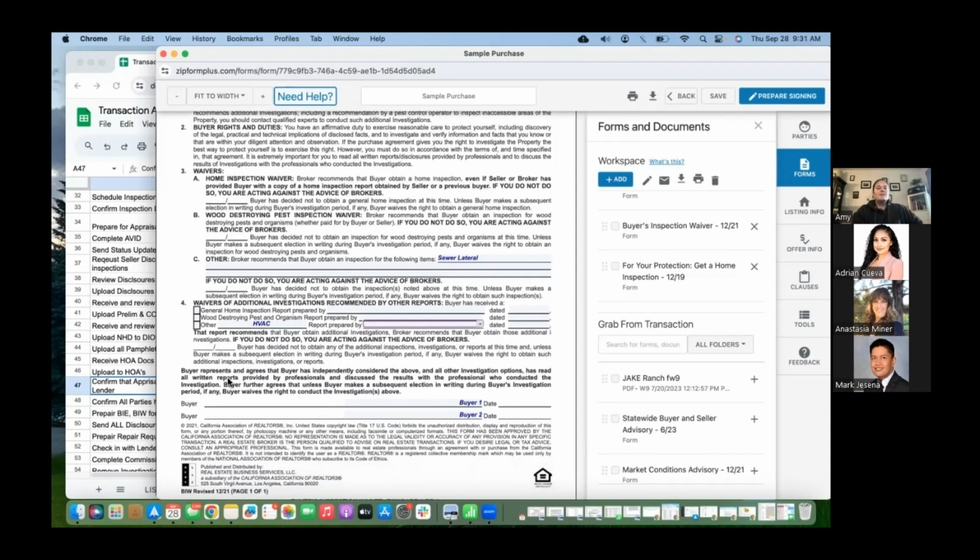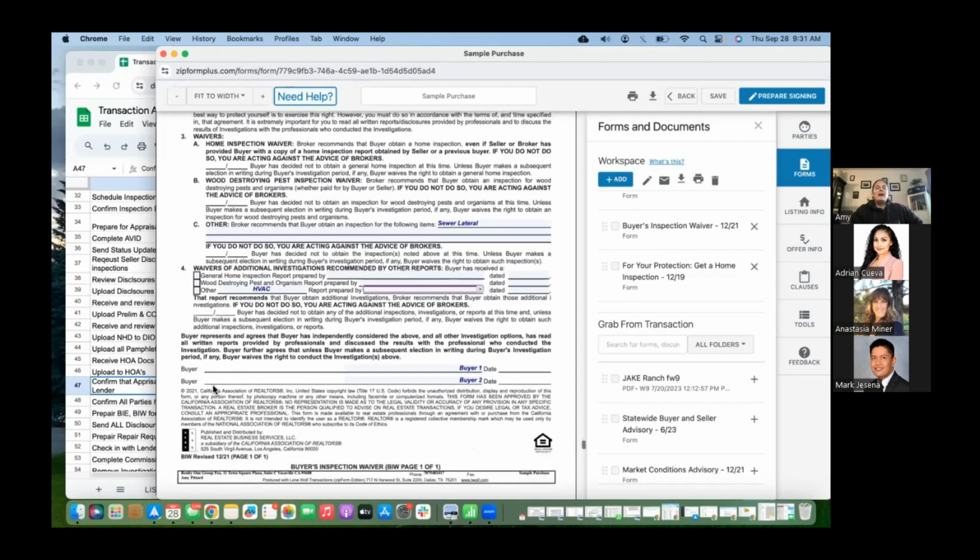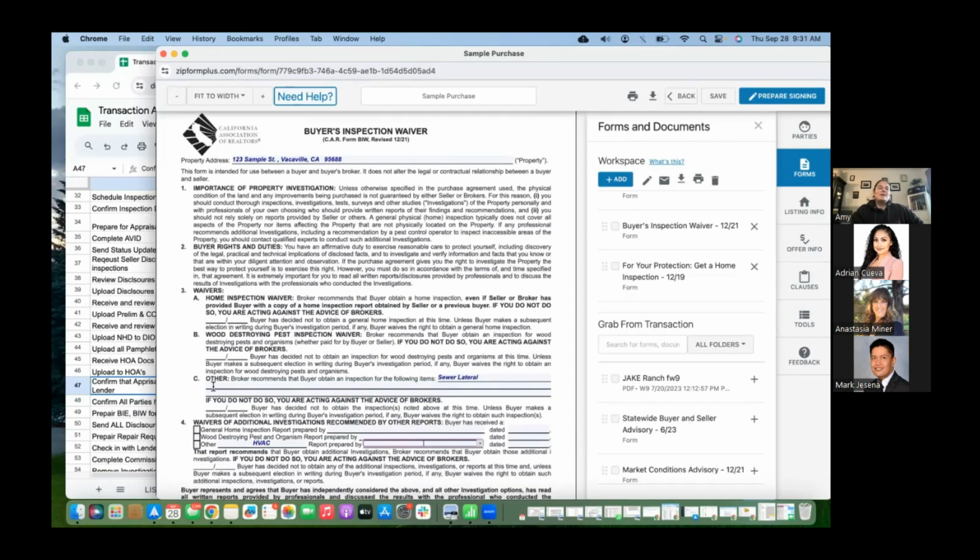Buyer represents and agrees that the buyer has independently considered the above and all other investigation options, has read all written reports provided by professionals and discussed the results with the professional who conducted the investigation. Buyer further agrees that unless buyer makes a subsequent election in writing during the buyer's investigation period, if any, buyer waives the right to conduct the investigation above. So there's your BIW form. Any more questions about the BIW form?